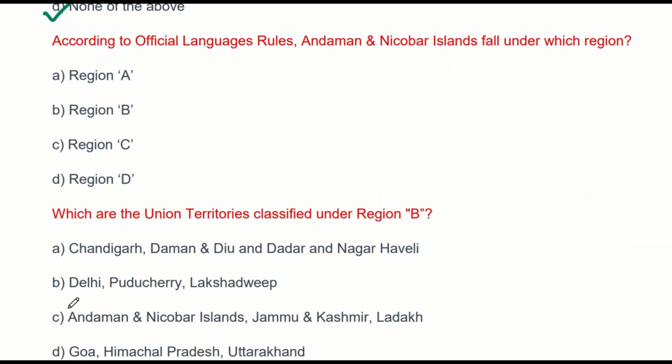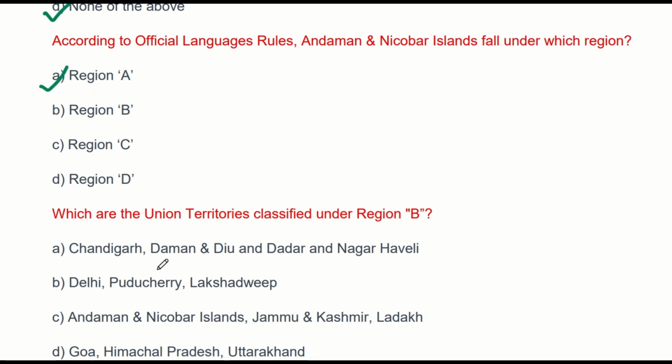None of the above. According to official languages rules, Andaman and Nicobar Islands fall under which region? A. Region A. B. Region B. C. Region C. D. Region D. And right option is option A.